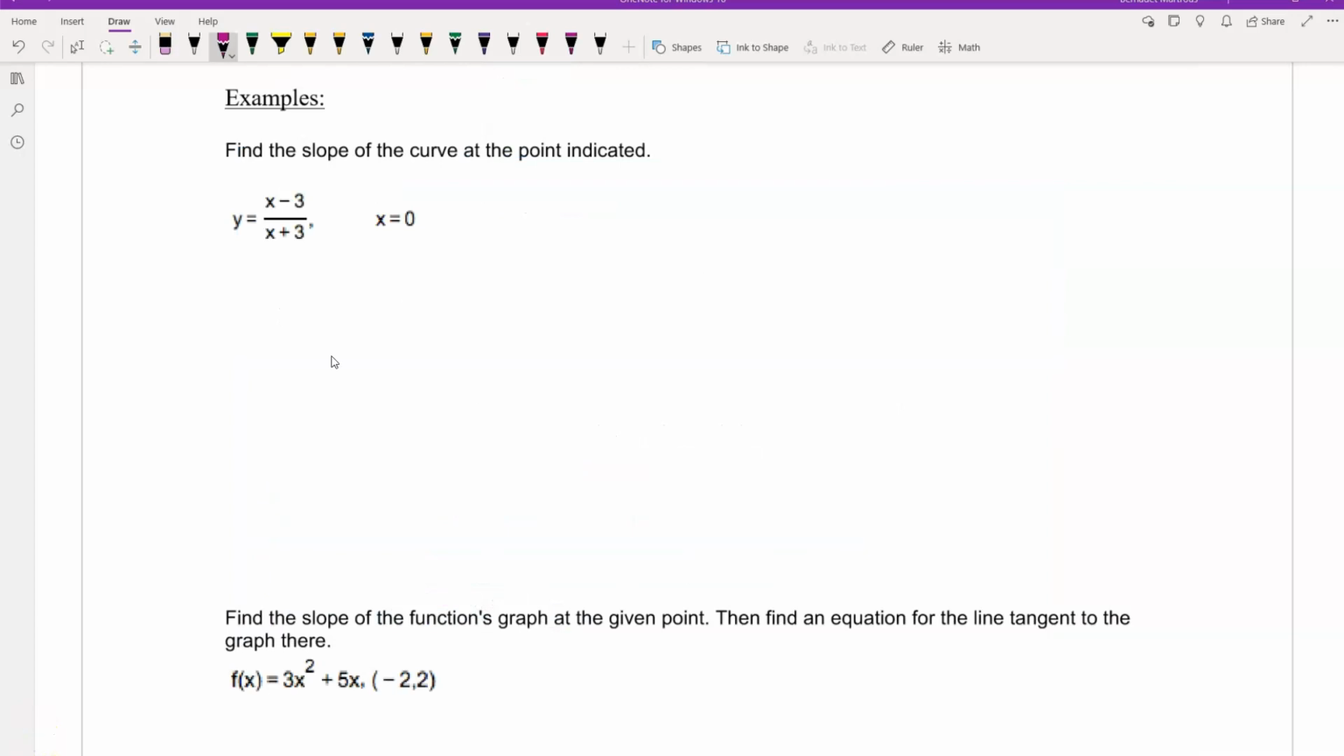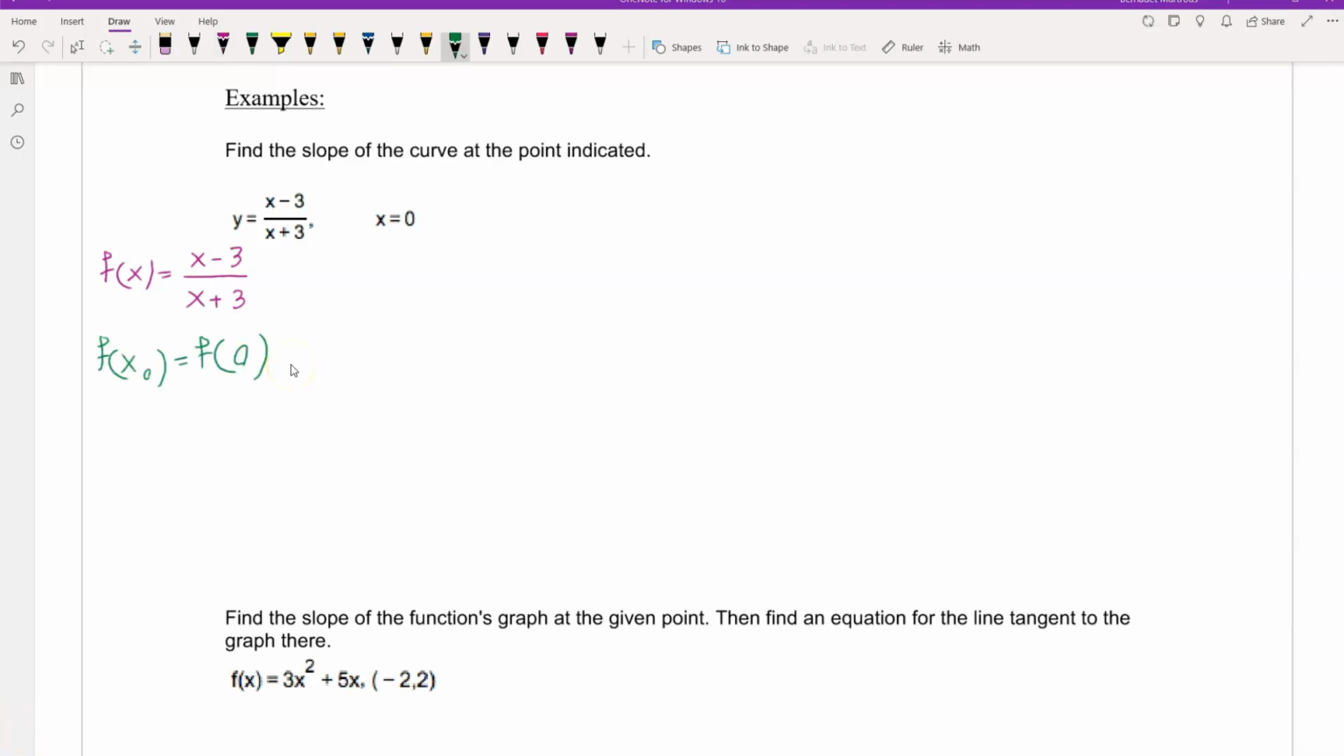Example: find the slope of the curve at the point indicated. So what we have here is y equals x minus 3 divided by x plus 3, at x equals 0. So y is what we have for our function. So f of x is x minus 3 divided by x plus 3.